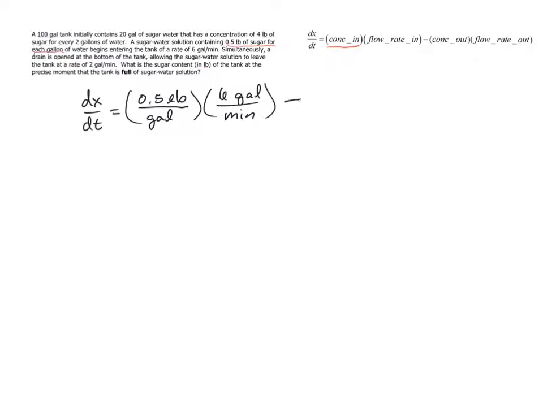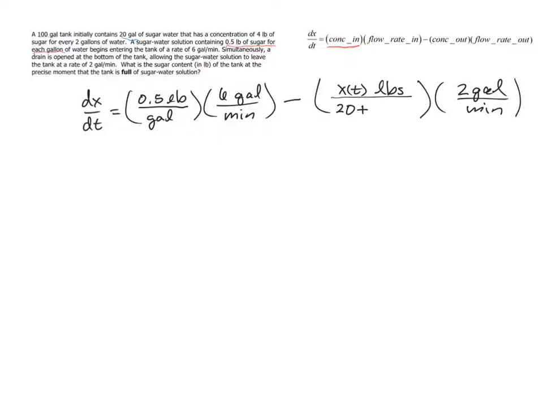And of course, we subtract our concentration inside the tank, and then our flow rate going out. And they tell us the flow rate going out is 2 gallons per minute. Now our concentration inside the tank is always pounds per gallon. And just like in our previous problem, we're going to have x of t representing the pounds, this time of sugar in our tank. Our denominator is going to be the volume of the tank. And the volume of the tank begins at our 20 gallons. So that's going to be our first term.